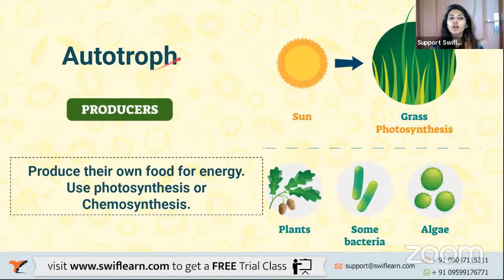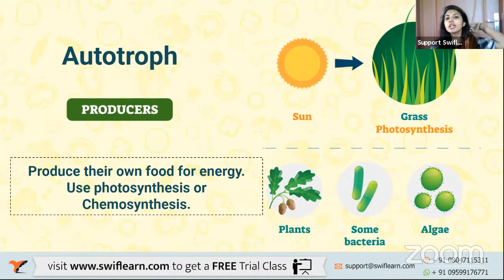Now, autotrophs are also known as producers. Why are they known as producers? Any idea? Let's see for any guesses. Yeah, producers always prepare their own food for their energy. They use photosynthesis or chemosynthesis, the process which autotrophs use for preparing their own food. So since autotrophs make their own food, they are also known as producers.